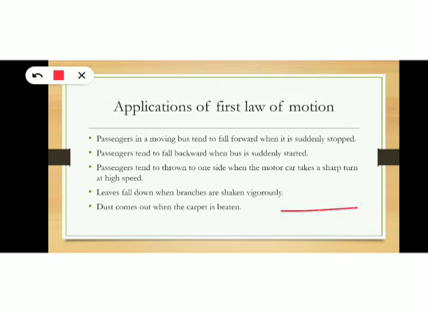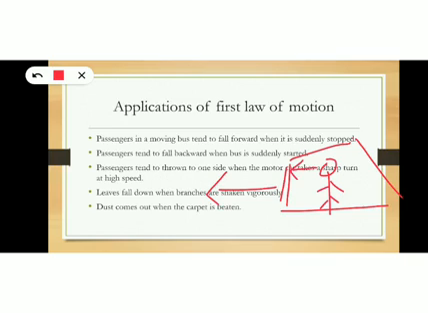So suppose this is a bus and you are in a bus. Okay, you are standing in a bus. Now, suppose the bus is moving in this direction. Suddenly the bus is stopped. So you will have a tendency to fall forward towards this direction. So what could be the reason for that?